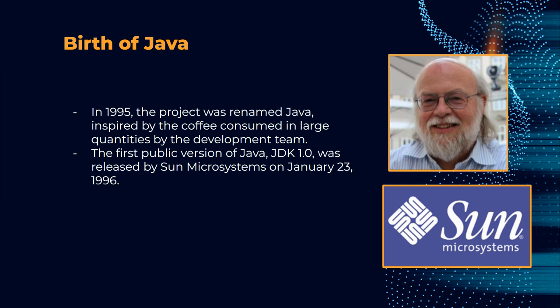So the birth of Java: in the year 1995, a significant shift occurred in the project. The team decided to rename the project from Oak to Java, drawing inspiration from the coffee that was consumed in copious amounts by the development team. The name change marked a new chapter in the project's journey, symbolizing the team's relentless dedication and the countless hours of work fueled by their love for coffee. The team's efforts culminated in the release of the first public version of Java, known as JDK 1.0, on January 23rd, 1996. This was a landmark moment not just for Sun Microsystems, but for the entire tech industry. The release of JDK 1.0 marked the official birth of Java to the world, a programming language that, as I said before, has impacted the world in many ways.